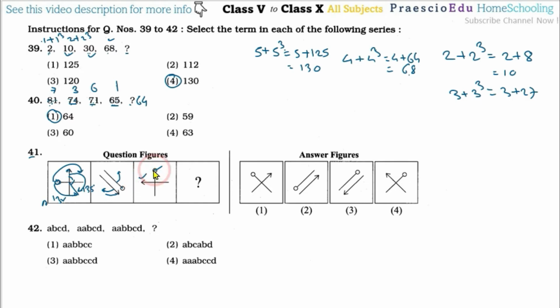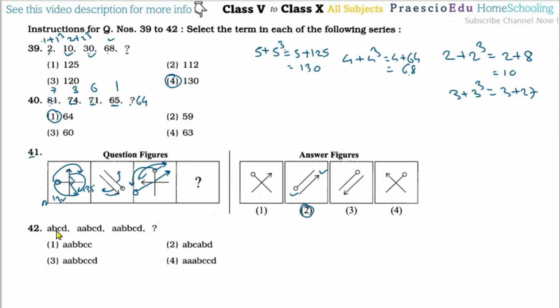Same here, from this one 135 degrees, it will become like this, and this is given in option number 2. And this is rotating clockwise with 135 degrees, so the directions will be like this. So that's why option number 2 is the correct one.